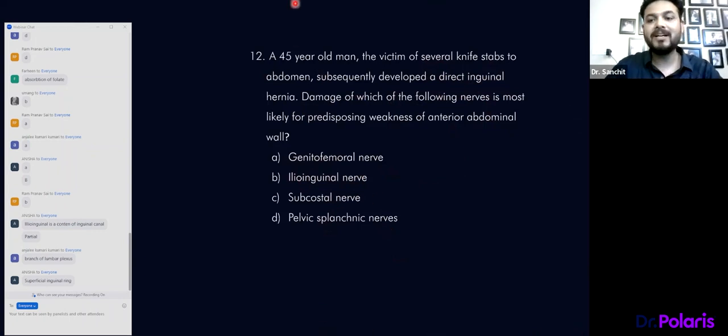Okay, so it's all about imagination. You should ask yourself two times why this particular nerve is ilioinguinal, why this nerve is genitofemoral, why this nerve is pelvic splanchnic. See, all these terms are beautifully designed in anatomy. They tell you where they come from and they tell you where they go.